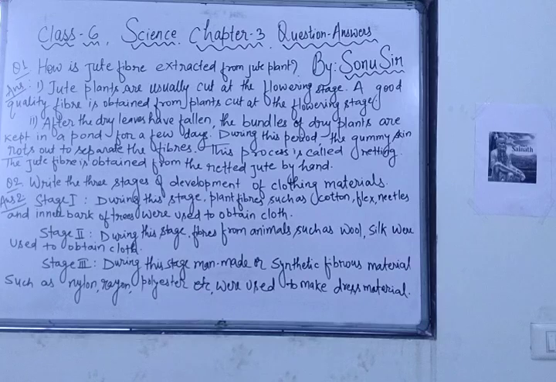And the second question is, write the three stages of development of clothing material. The three stages are as follows. Stage 1: plant fibers such as cotton, flax, nettles and the inner bark of trees were used to obtain cloth. Stage 2: fibers from animals such as wool and silk were used to obtain cloth. Stage 3: man-made or synthetic fibrous materials such as nylon, rayon, polyester, etc. were used to make dress material.